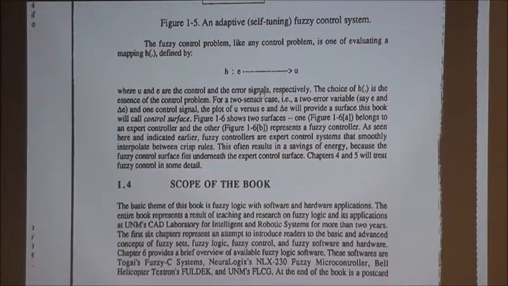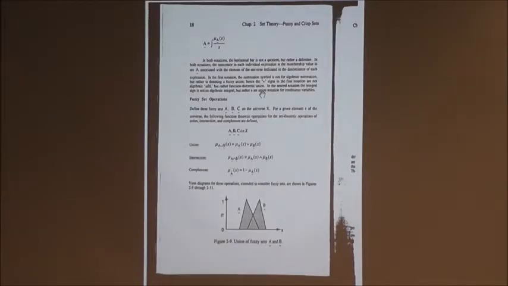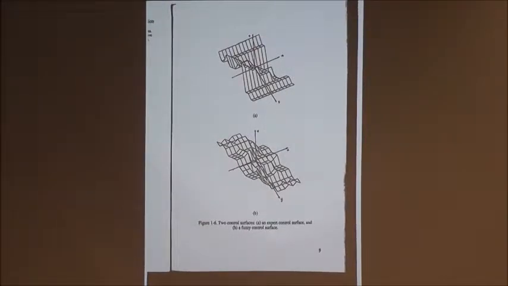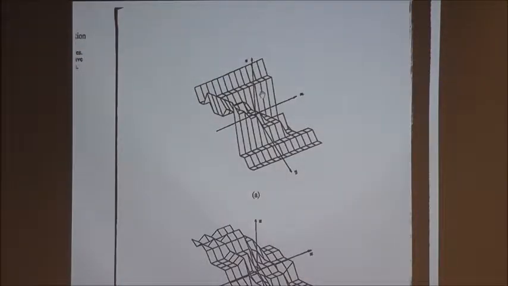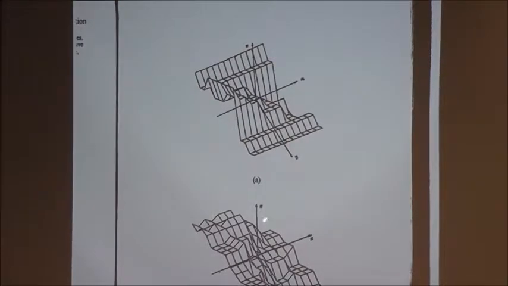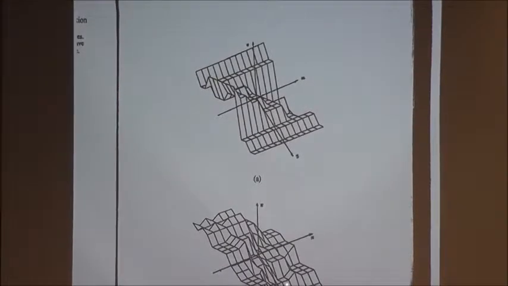Now let me move to another chapter. Also, you need to perhaps take a look at the fact that in this diagram, you see what we call 2 control surfaces. This control surface is done by classical logic rules, if-then rules, which are crisp. This is done by fuzzy logic. Same control problem, but it's done by fuzzy logic rules.